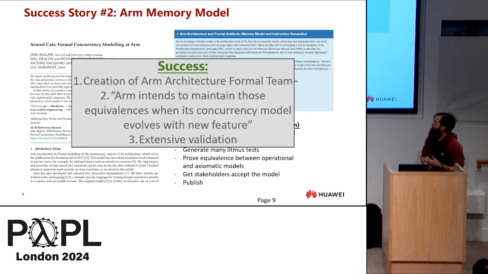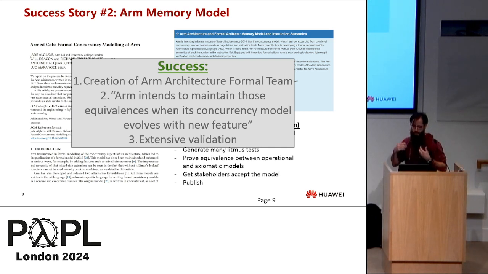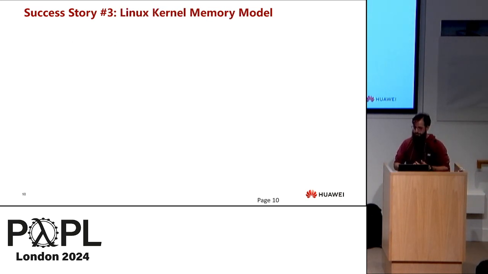Why is this a success from my point of view? First of all, I'm really happy to see industry spending effort and money in creating a whole team to maintain this kind of thing. So they see value in this. They also have this quote, I think from the paper, where they say that they promise to do their best to keep proving the equivalence between the models, and they have done extensive validation on anything new that they develop.